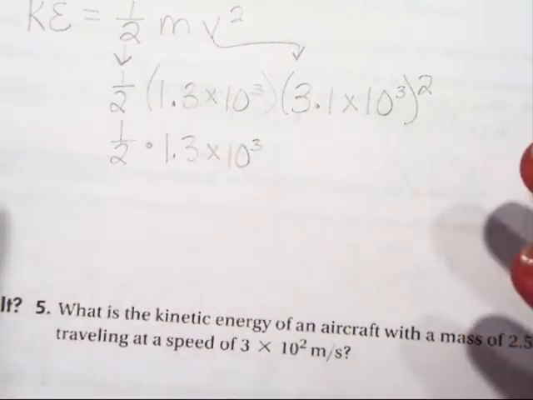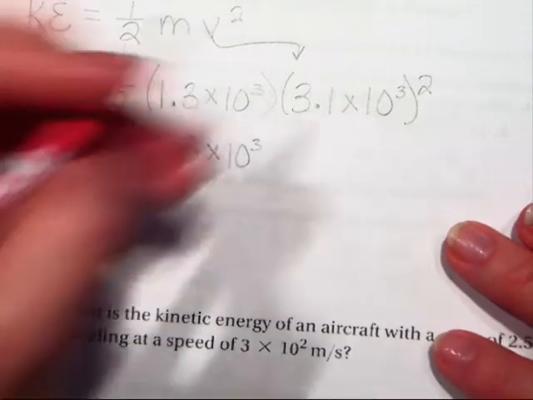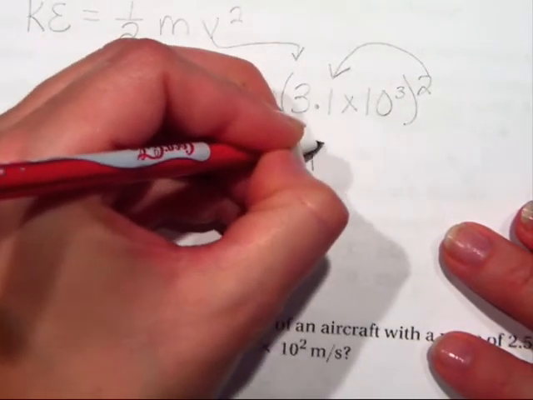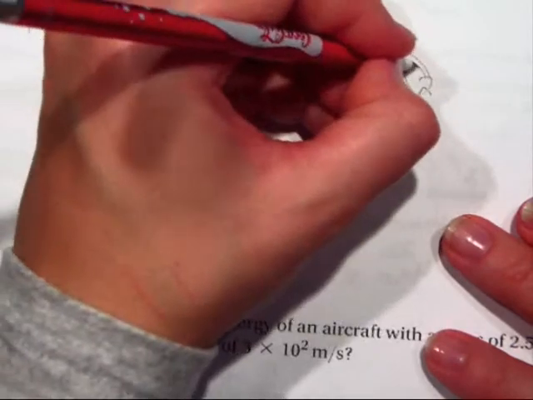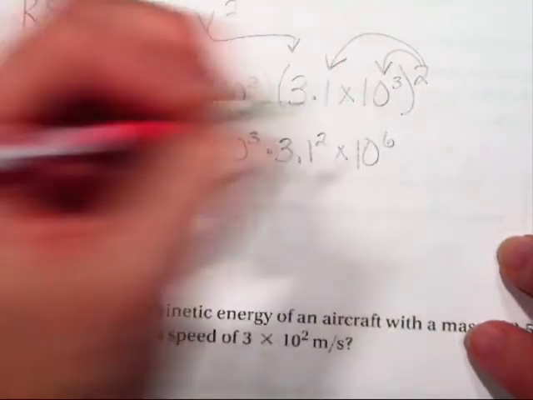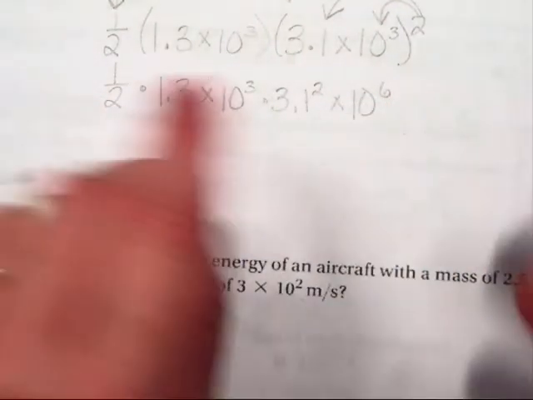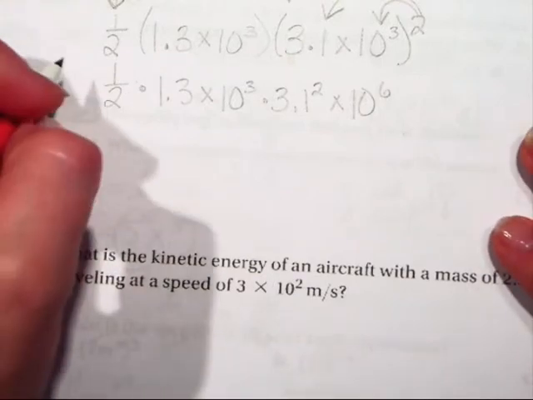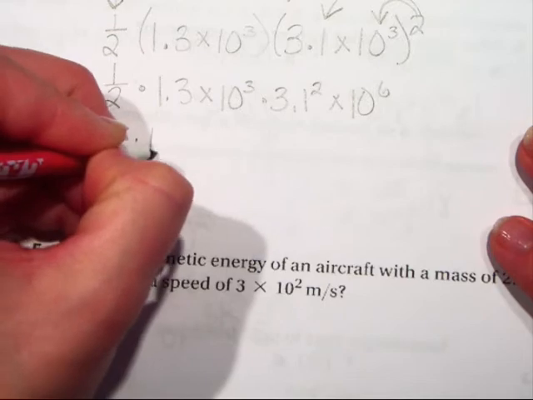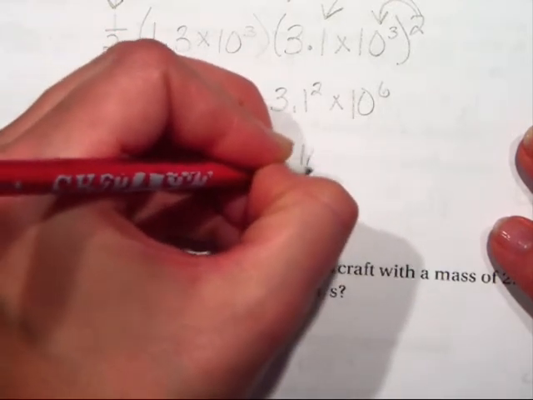They don't have an outside exponent, so there's no need to keep it in parentheses. Might want to write that down. This 2 needs to be put in with the 3.1, so I have to have 3.1 squared. And this 2 also needs to be put into this 10 to the third, so I'm going to get times 10 to the 6th. Now, we have no more outside powers, so I'm going to put my 10s together. So I have 1/2 times 1.3 times 3.1 squared times 10 to the 9th.